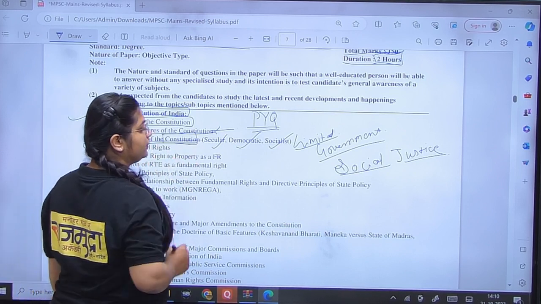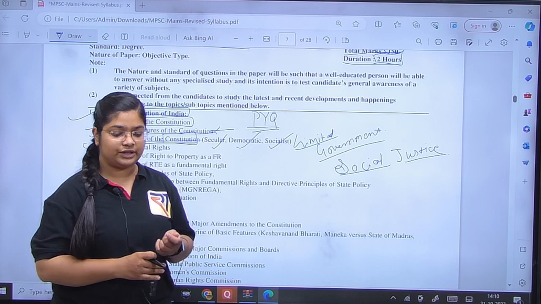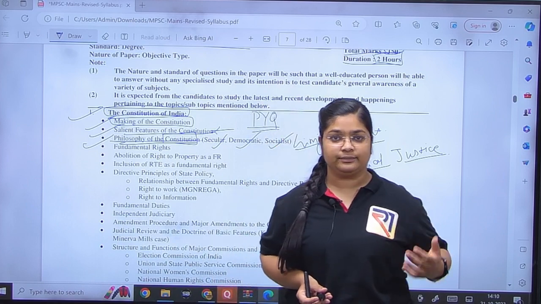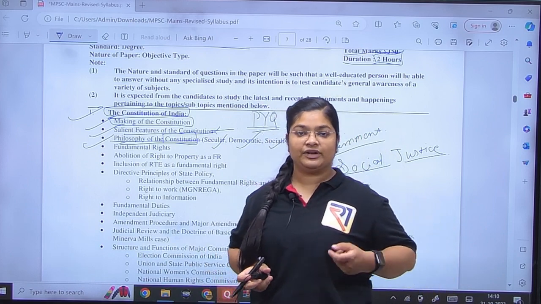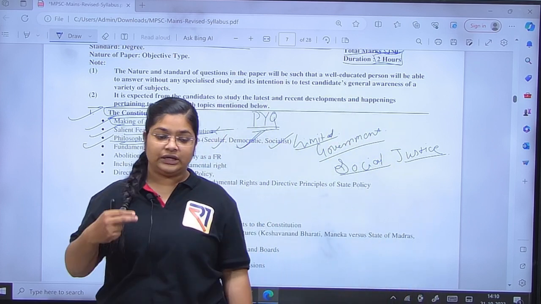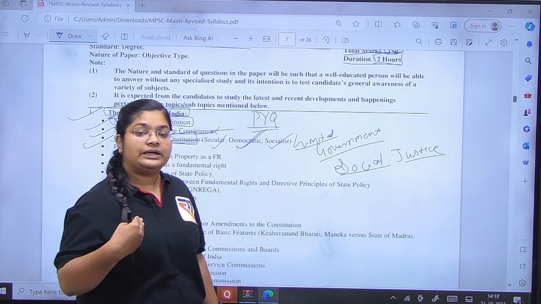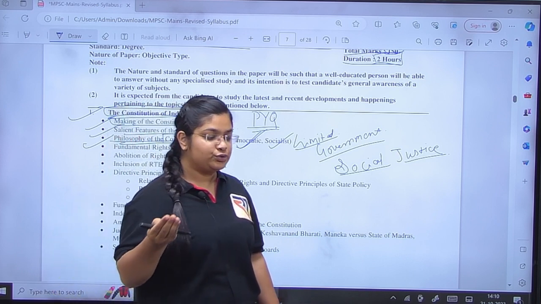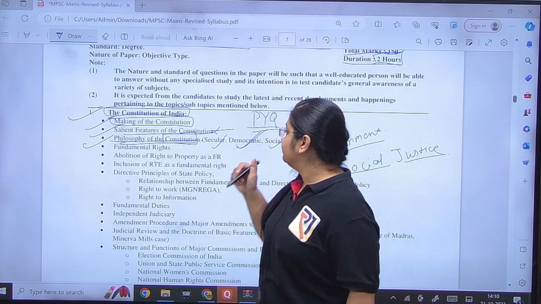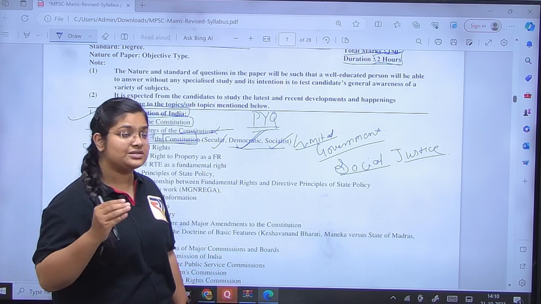For the philosophy of the Constitution, we need to know what is secular and what is democratic. Our country is a democratic country, right? We are living in a liberal democratic country. What type of government do we have? We have a representative democratic system, where each and every one of us is not involved in the decision making process, but we elect our representatives to govern us. We are giving consent. This is the type of democracy and governance system we have.